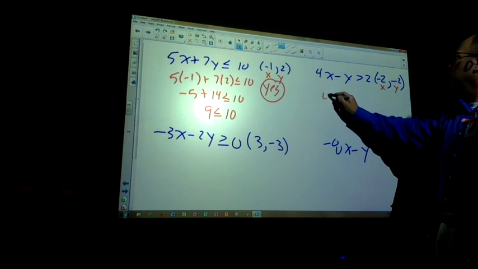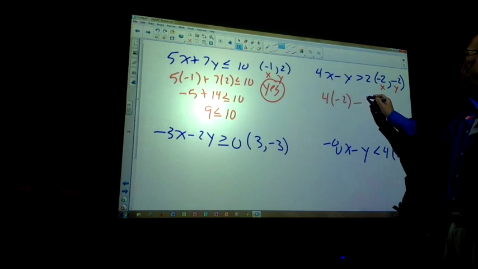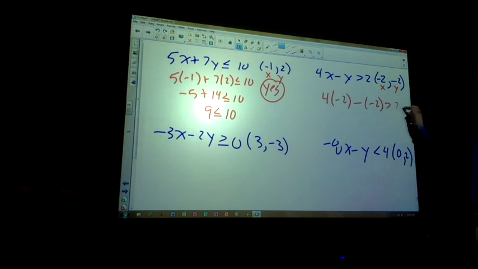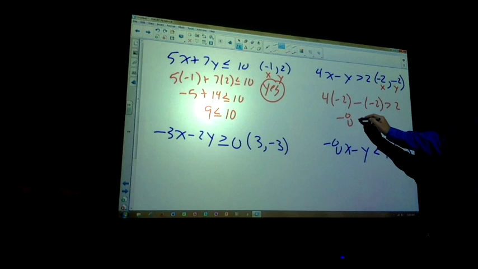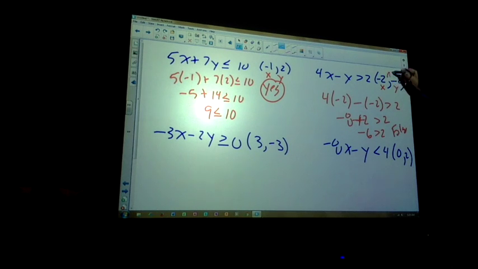Okay, again, this is an x and a y value. Let's plug them in. So I get 4 times negative 2 minus negative 2 is greater than 2. So that's negative 8 plus 2 is greater than 2. So negative 6 is greater than 2? That's false. So that is not one of the solutions. It's on the side that you wouldn't have shaded.